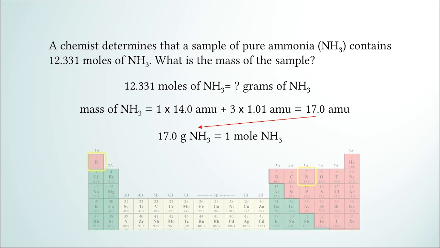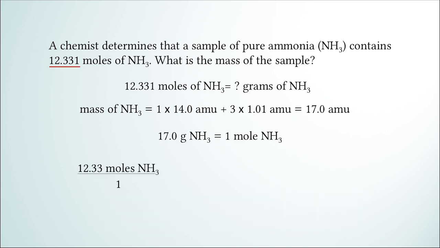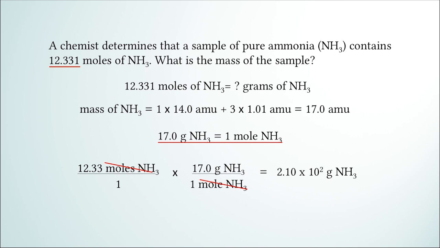Now let's convert. What do we have? 12.331 moles of ammonia. Place it over 1. What is the relationship between moles of ammonia and grams of ammonia? 17.0 grams of ammonia equal 1 mole of ammonia. Set up that relationship as a fraction so that moles of ammonia cancel. Multiplying through, we get 2.10 times 10 squared grams of ammonia. We needed an answer with 3 significant figures because of the gram mass having 3 significant figures, and we need to do that with scientific notation.